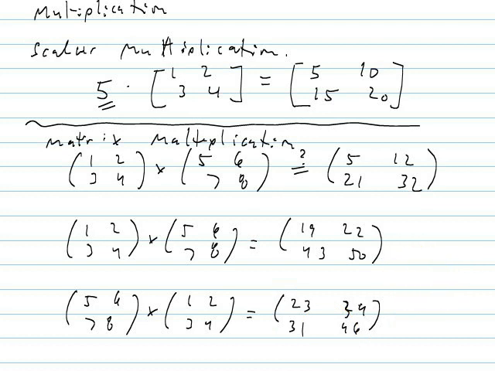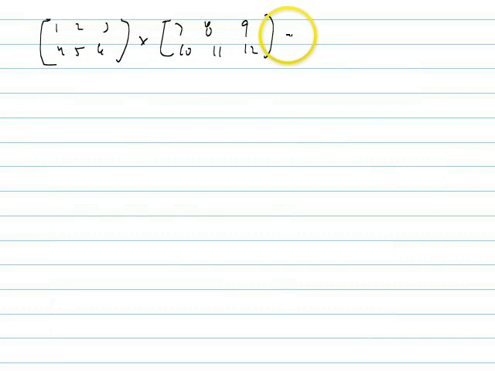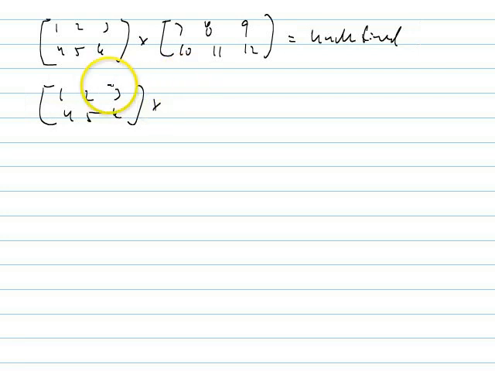And another thing is that you can't always multiply two matrices that are the same size like you could with adding. 1, 2, 3, 4, 5, 6 times 7, 8, 9, 10, 11, 12 turns out to be undefined. It's not even possible to multiply them. Whereas if I multiplied 1, 2, 3, 4, 5, 6, which is a 2 by 3 matrix, by 7, 8, 9, 10, 11, 12 this way.